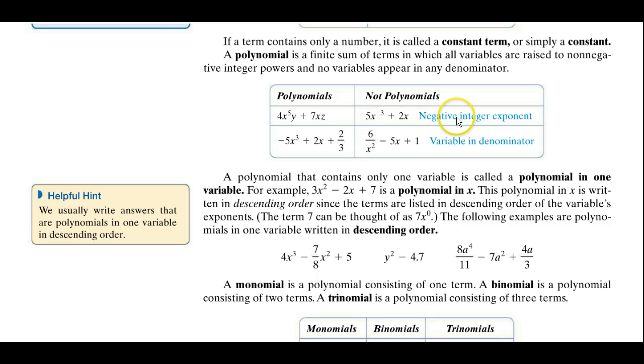So if it has a negative exponent, or if it has a variable in the denominator, then it's not considered a proper polynomial. But sometimes there is a little mystery about why sometimes the authors of math books will say something's a polynomial, and then in other places they'll describe it as not. But this is the formal definition. Shouldn't have negative exponents on the variable, then it's not considered a polynomial.